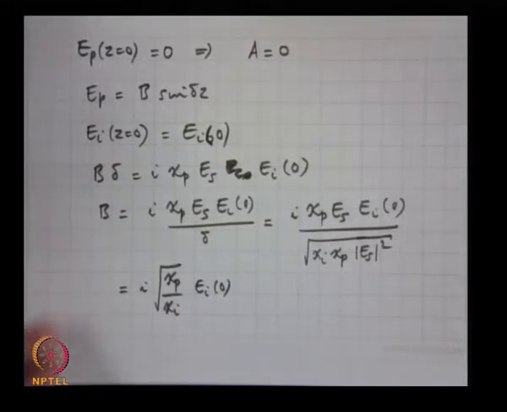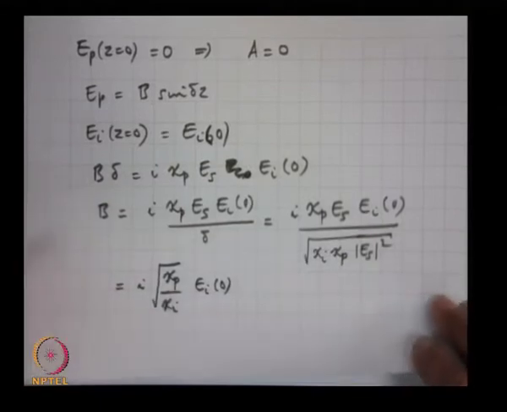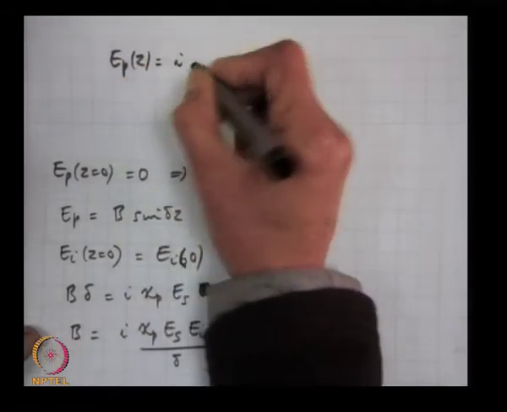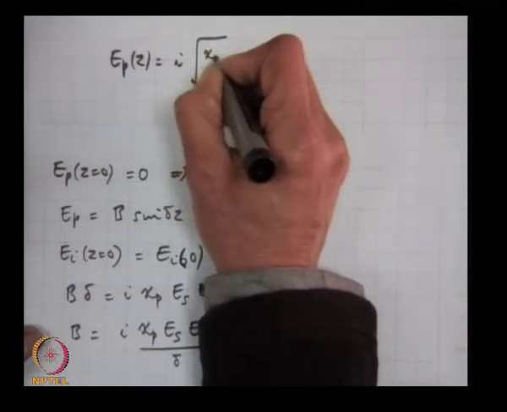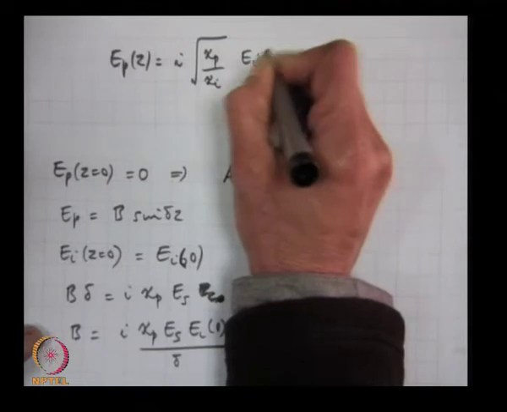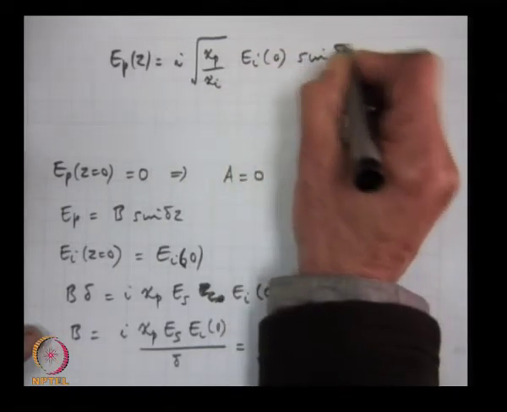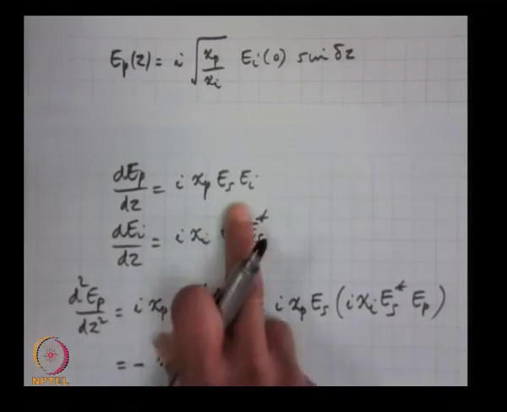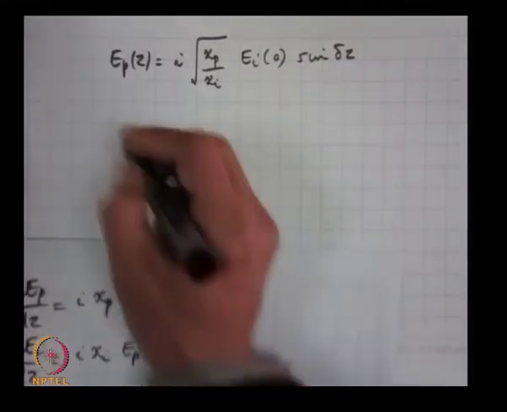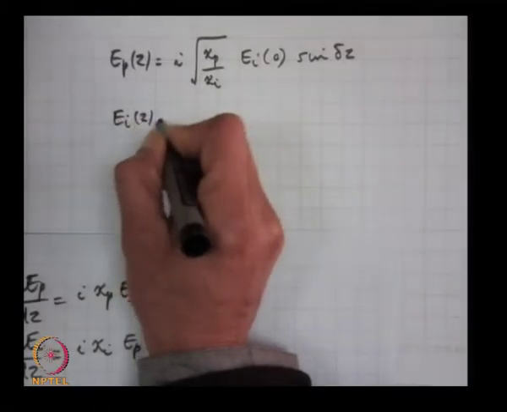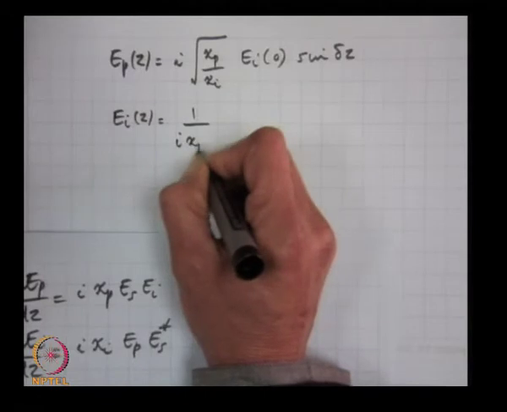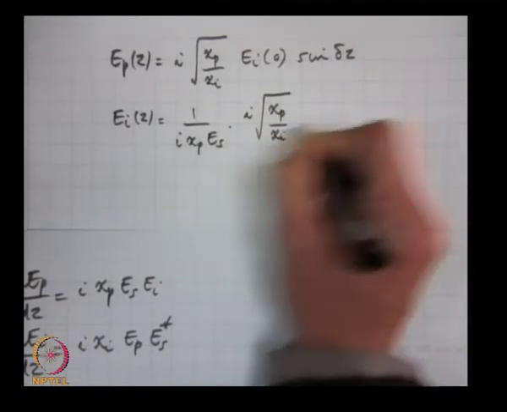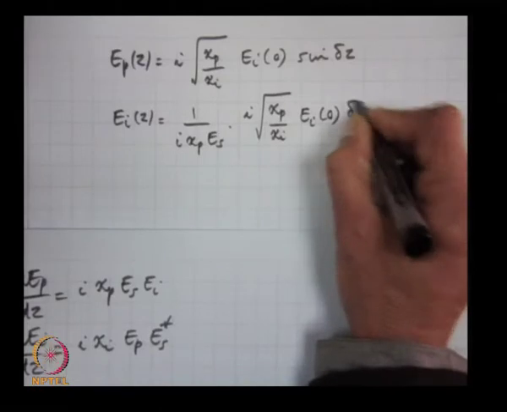So the solution I get for Ep, let me write the two solutions. For Ep of z becomes i times the square root of kappa p by kappa i Ei of 0 sine delta z. And how will Ei of z vary? Ei of z I get from this equation. Ei of z will be 1 by i kappa p Es into dEp by dz, which is the square root of kappa p by kappa i Ei of 0 delta cos delta z.